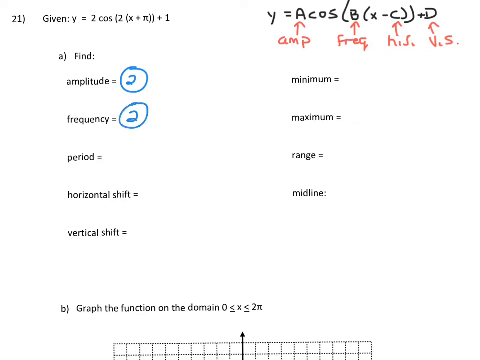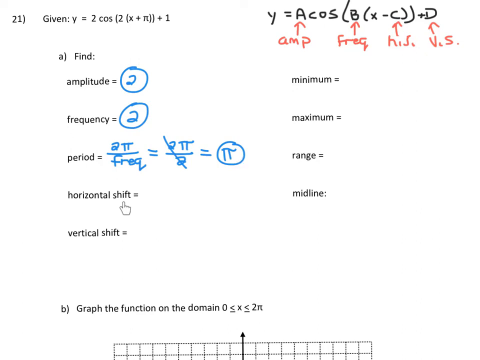And the period, we can't tell by looking at the equation, but we do know a formula for it, okay? The period we know is equal to 2 pi over the frequency. So in this case, since the frequency is 2, 2 pi over 2 simplifies to just pi. And just to remind you, the period is how long it takes to complete one cycle. So it's going to take pi units to complete one cycle.